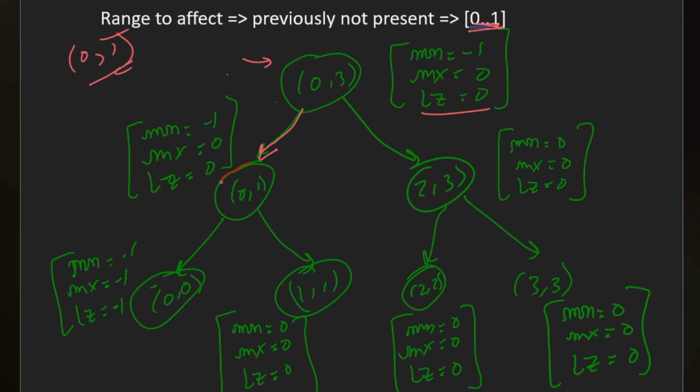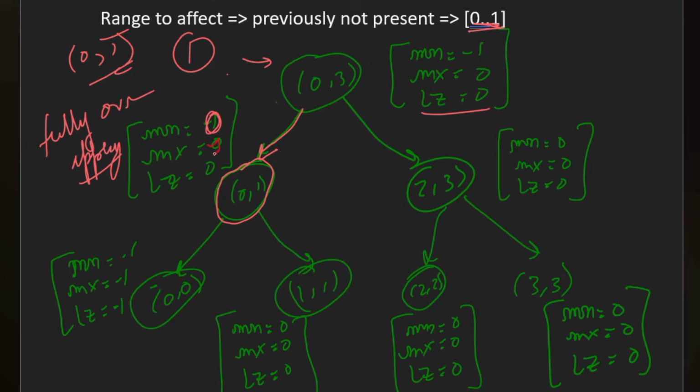Next we went to 0 comma 1, means it calls its left child. So 0 comma 1 and 0 comma 1 means fully overlap. So in case of fully overlap, what we do is we directly call the apply function. What the apply function does is it will just add the values in minimum, maximum and lazy. So our current value is 1, so minimum -1 plus 1 becomes 0, maximum 0 plus 1 becomes 1, lazy becomes 1, and we return, right? This is the only thing that we do. Now we have updated the range.